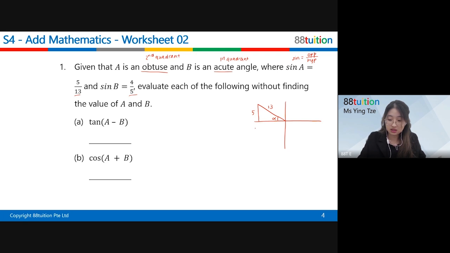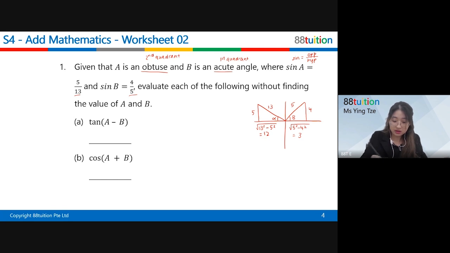The adjacent, by Pythagoras theorem, is the square root of 13 squared minus 5 squared. If you calculate that, that should give you 12. Then for B, it is in the first quadrant, so it's somewhere over here. Sine B is 4/5, so again opposite over hypotenuse. Here we have the square root of 5 squared minus 4 squared, which gives us 3.